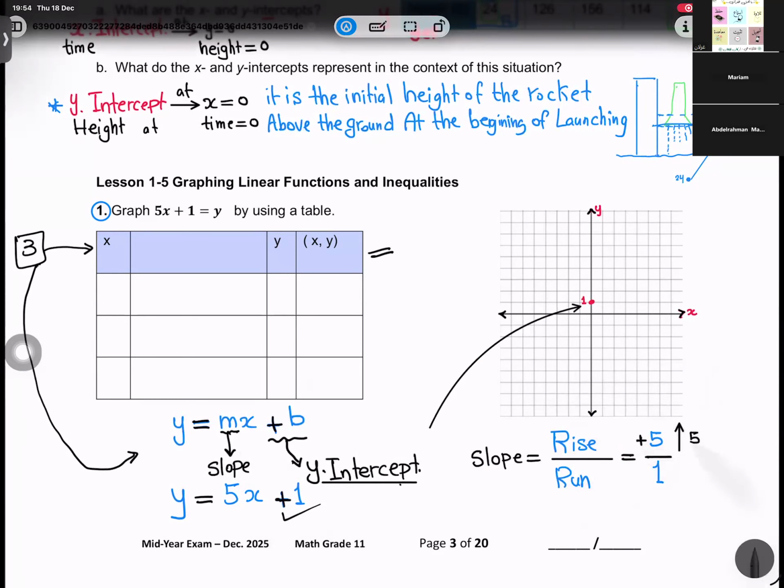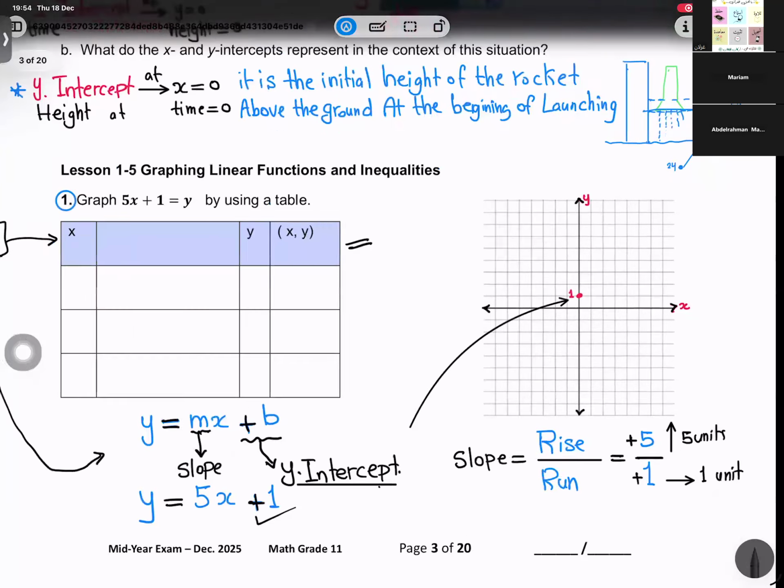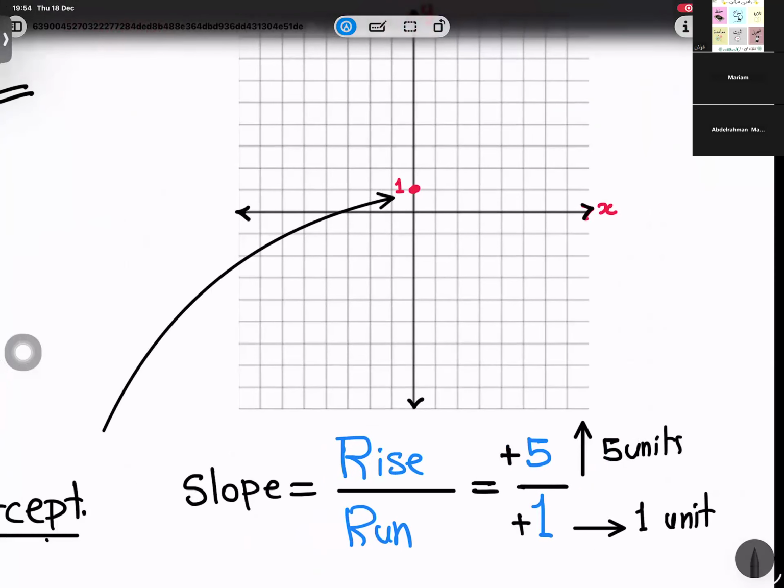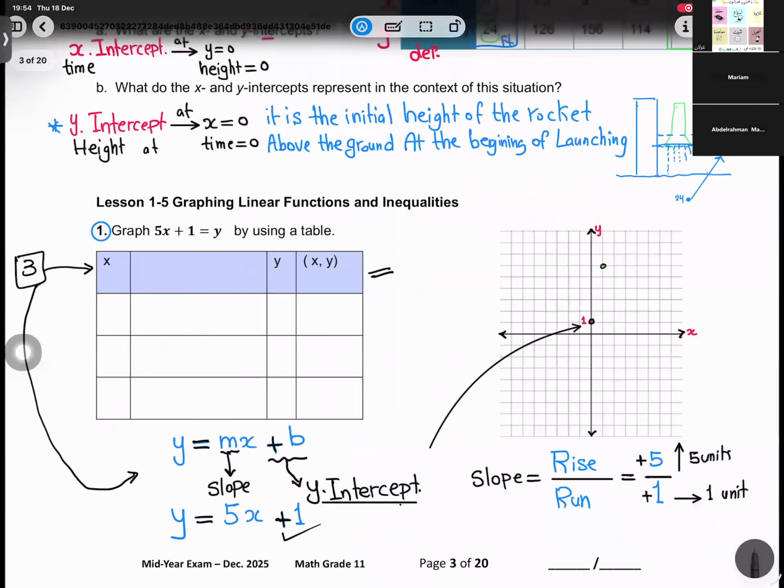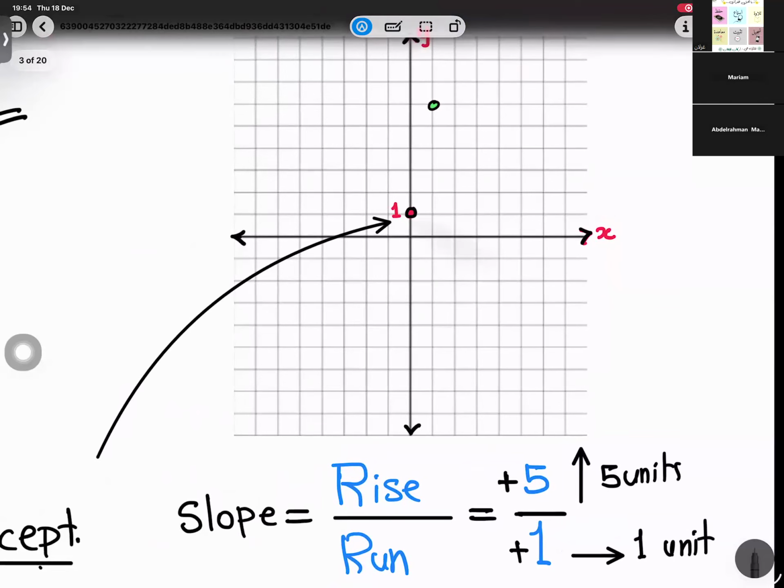Up. Up 5 units. And then we go right or left. If it's positive, right. If it's negative, left. Bravo. So from this y-intercept point we have plotted, we move 5 steps up and then 1 step right. 1, 2, 3, 4, 5, 1. So this is the next point. We can repeat this movement to draw the line. Okay.